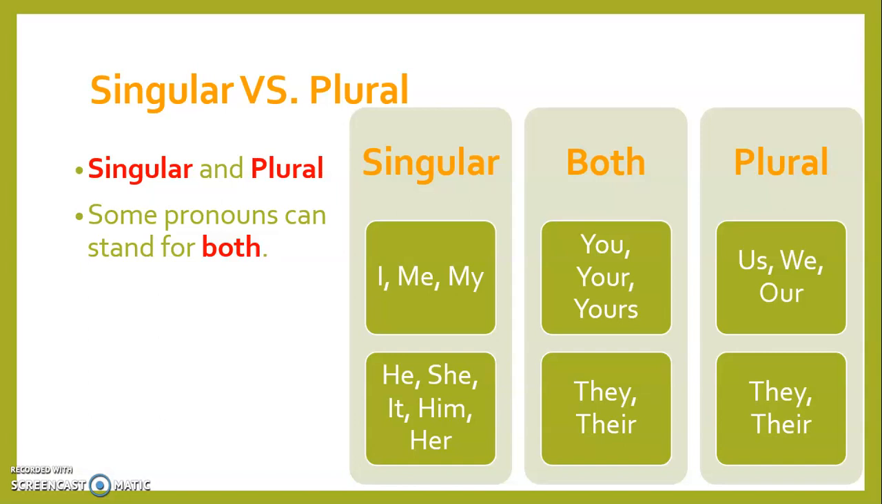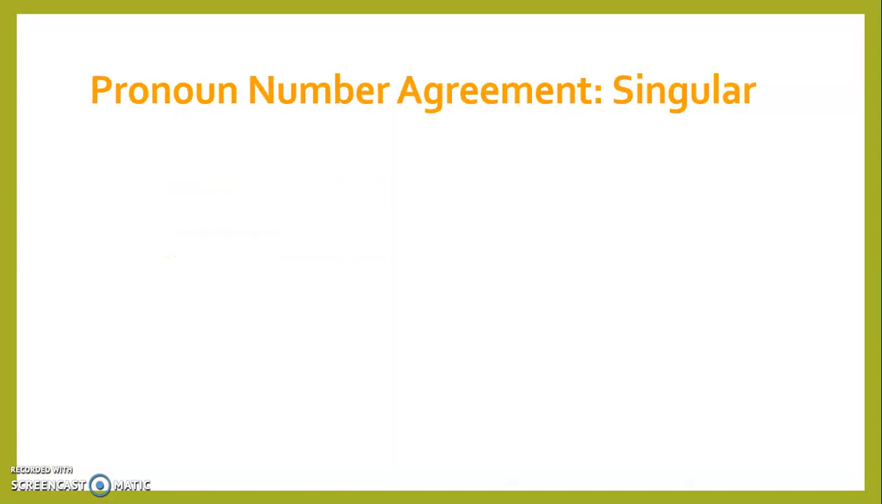And the singular version of they is a recent addition that we'll need to talk about a little more later, because traditionally it stands for more than one. Nouns that have more than one are plural nouns. So that's why we have they and their under our plural column, as well as our first person plural pronouns us, we, and our, which also stand for groups. All right, let's dive into some examples of correct pronoun number agreement.